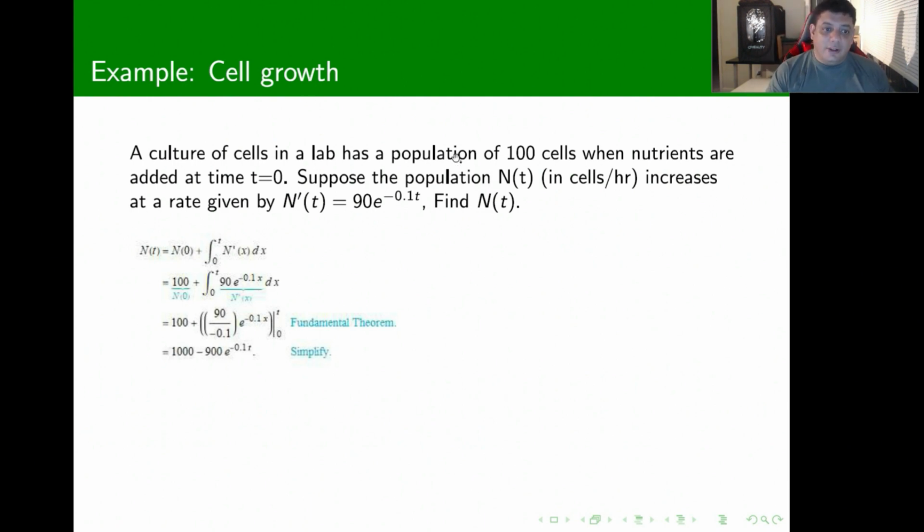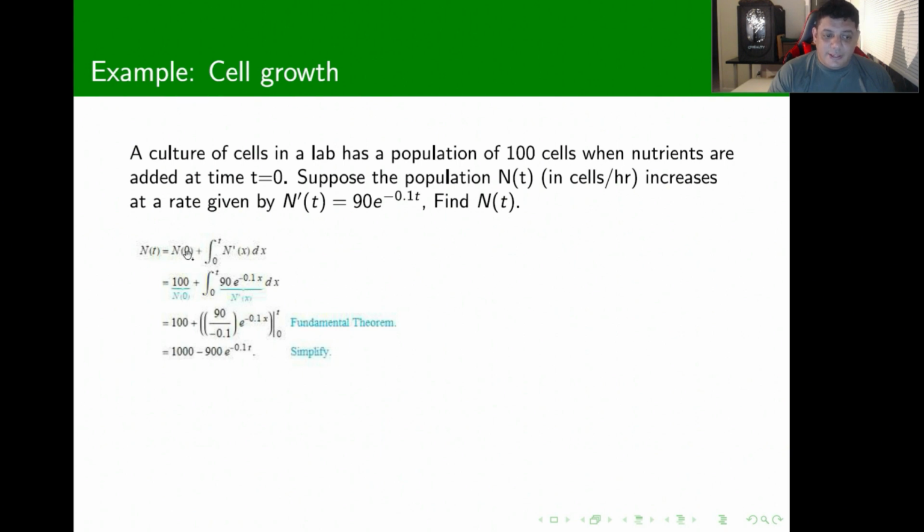We have a cell growth study. A culture of cells in a lab has a population of 100 cells when nutrients are added at t equals 0. So notice that this is going to be the initial value. Suppose that the population N of t, in cells per hour, increases at a rate of N prime equals 90 e to the minus 0.1t. We want to find out what N of t is. Of course, we're going to use the formula of the future value, and N of t is given by the initial value plus the integral from 0 to t of N prime of x.